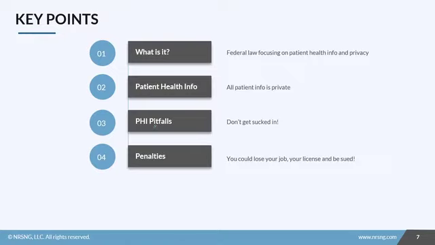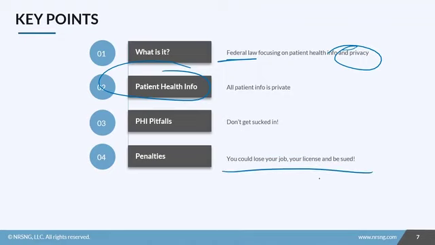HIPAA is no joke. So let's recap some key points about HIPAA. Remember, it's a federal law, and it protects the health information of patients, and it is private. Always do everything in your power to protect your patient's information. So shred papers if they're not required to be a part of a chart. Don't talk to people that don't need to know about the patient, and don't post on social media. Also, don't share in public places. Lastly, you could lose your job, lose your license, and be sued. So be smart with patient information.